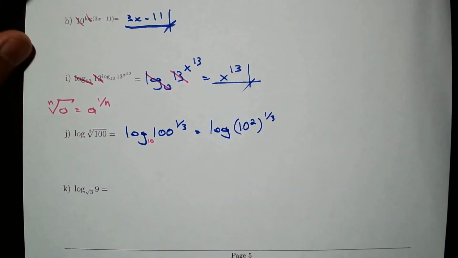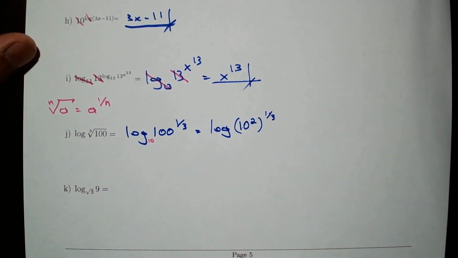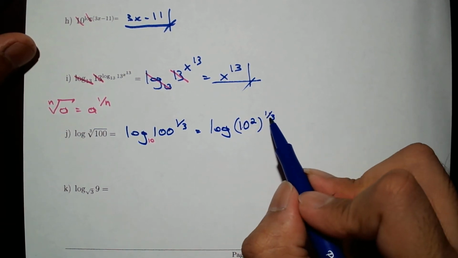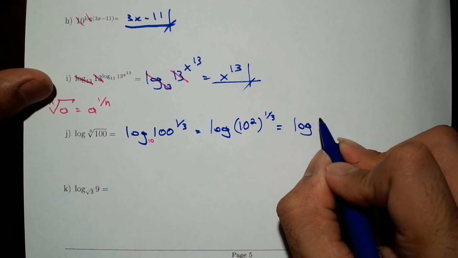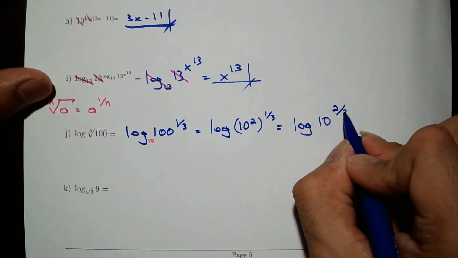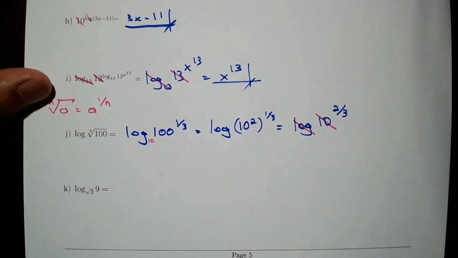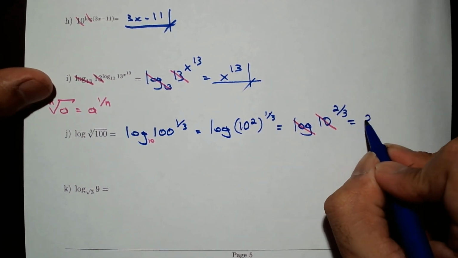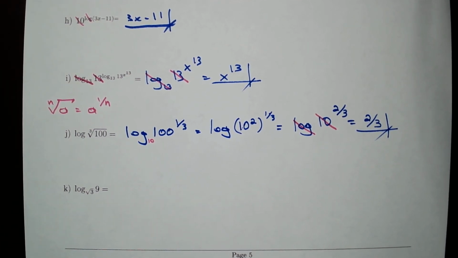All right. And then again, by the power of a power property, one of the laws of exponents, we multiply these two powers. So 2 times 1/3, that's simply 2/3. And this is where log and 10 cancel each other. And final answer, 2/3.